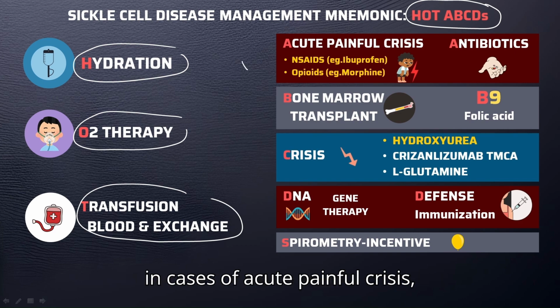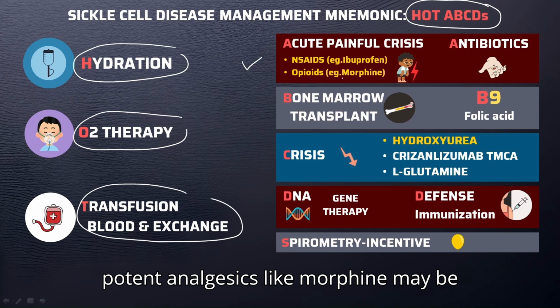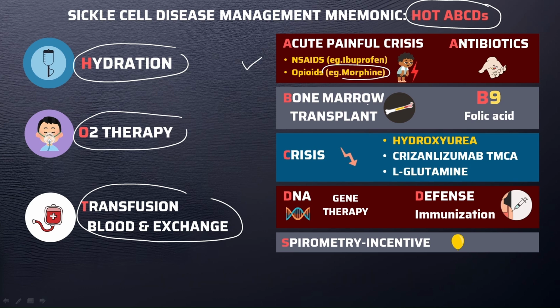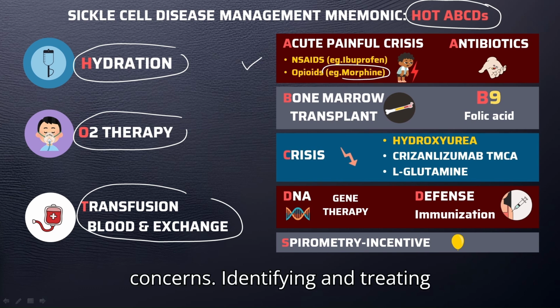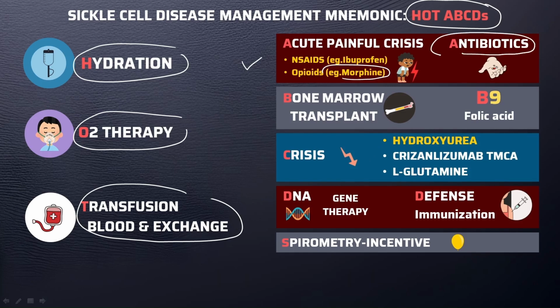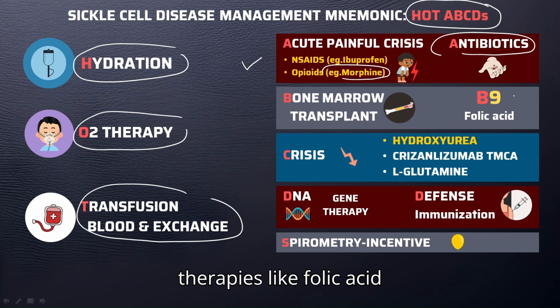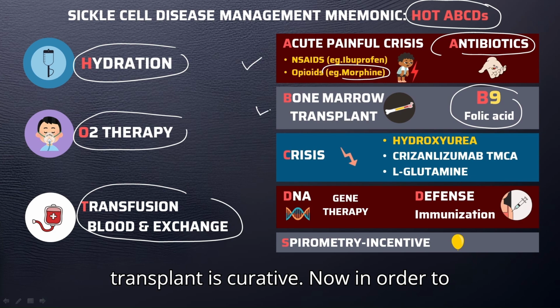Now, in cases of acute painful crisis, potent analgesics like morphine may be used in the hospital setting, and non-steroidal anti-inflammatory drugs should be used cautiously, especially in patients with renal concerns. Identifying and treating infections with antibiotics is also crucial alongside supportive therapies like folic acid supplementation. Bone marrow transplant is curative.